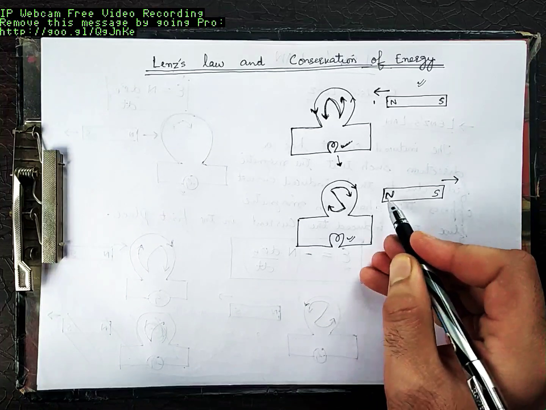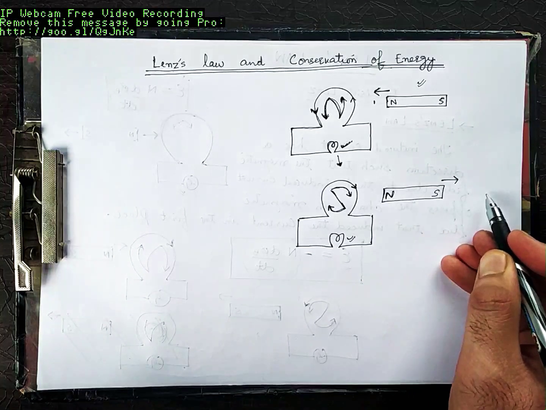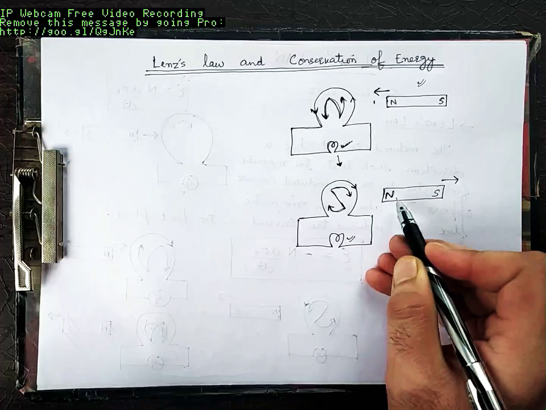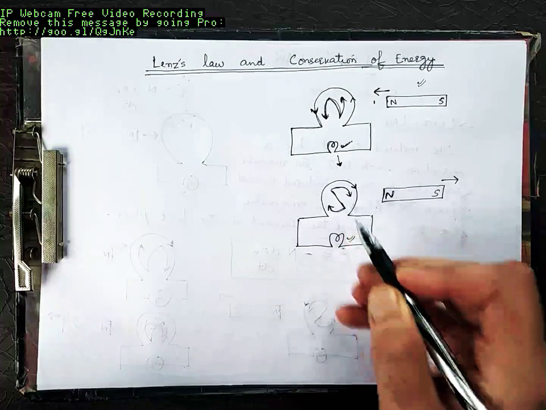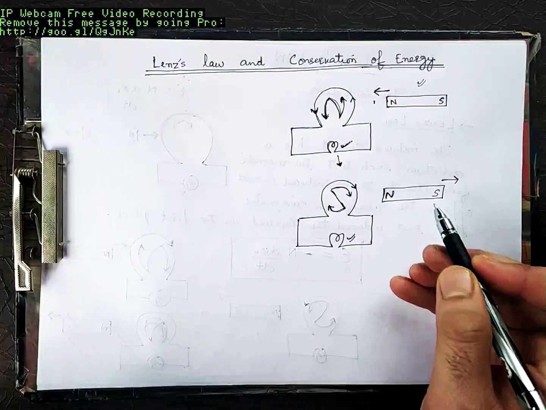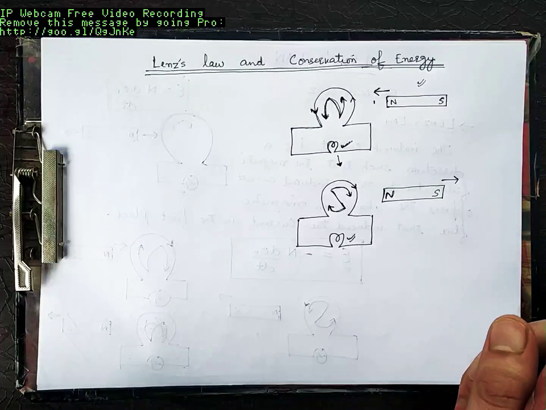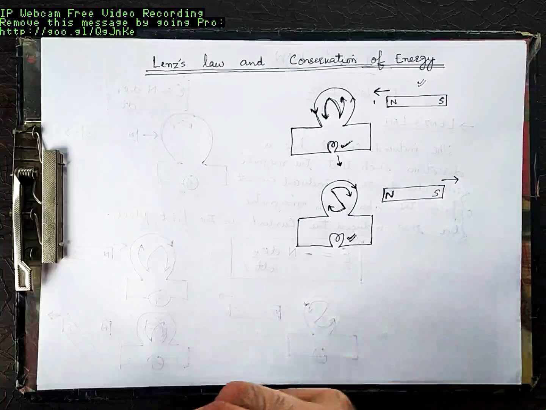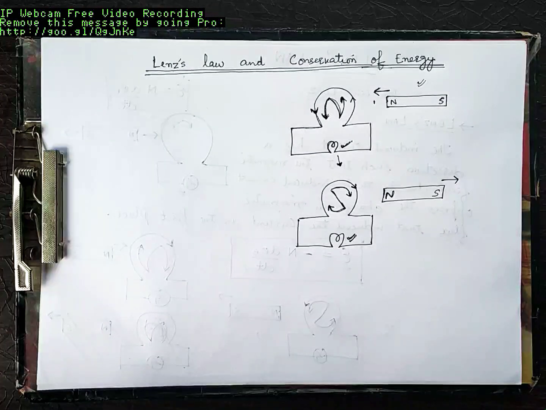This North will keep on going away and away, and you don't require any energy for that, because this North will repel this North itself. North repels North, it goes away, flux keeps on decreasing, this keeps on glowing, but you are not spending any mechanical energy. If you are not spending any mechanical energy but you are producing electrical energy, is that possible? Is it feasible? It's not feasible. According to the law of conservation of energy, you can neither create energy nor destroy energy. It can only be transformed from one form to another.